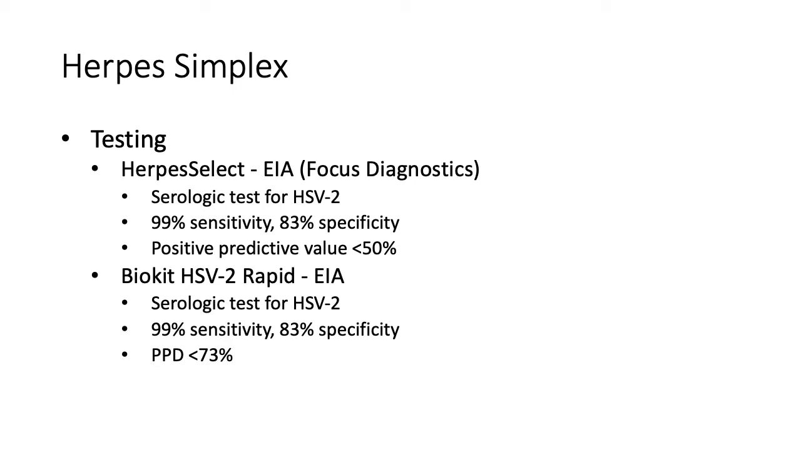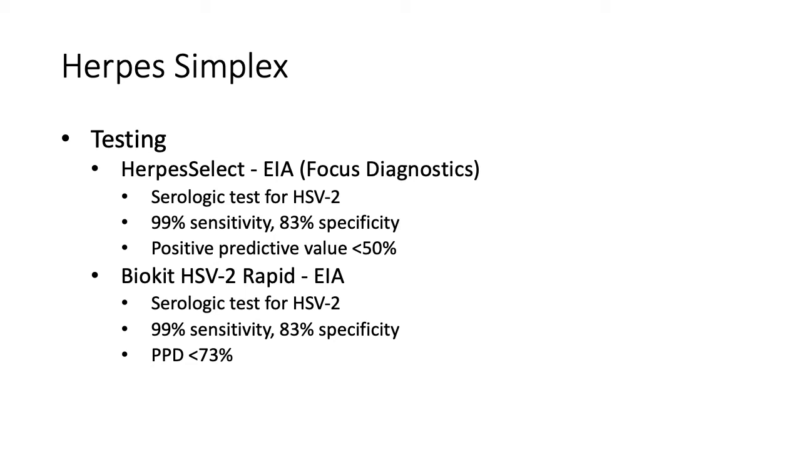In case you're unaware, a positive predictive value is the probability that subjects with a positive screening test truly have the disease, whereas a negative predictive value is the probability that subjects with a negative screening test truly don't have the disease.